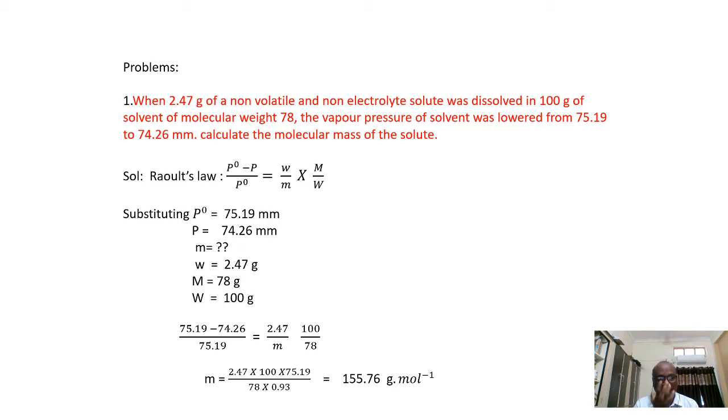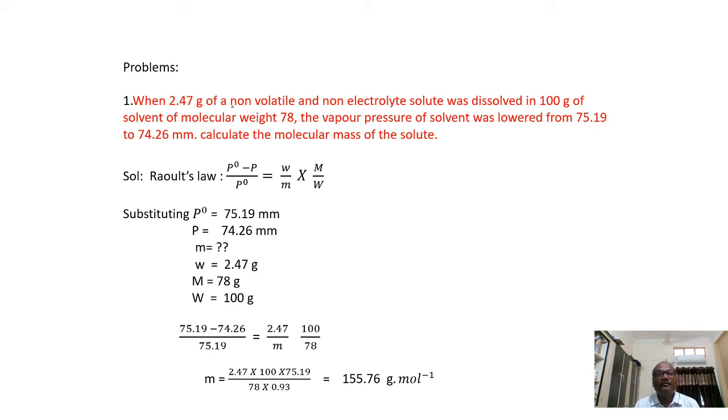Problem number 1. When 2.47 grams of non-volatile solute, a non-electrolyte, is dissolved in 100 grams of solvent of molecular weight 78, the vapor pressure of the solvent was lowered from 75.19 to 74.26 mm. Calculate the molecular weight of the solute.